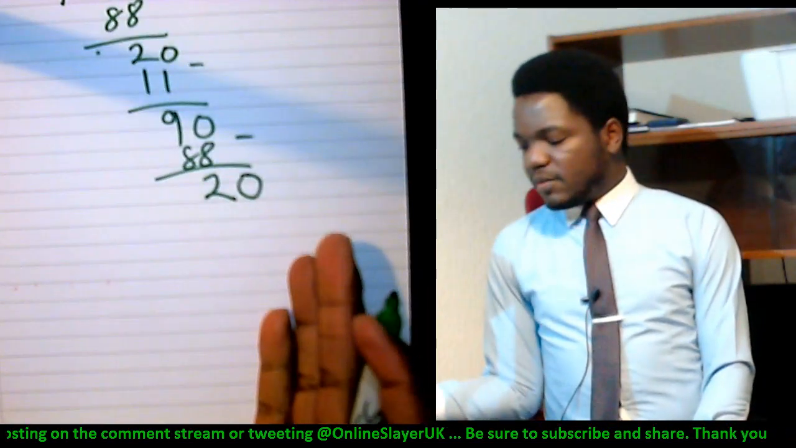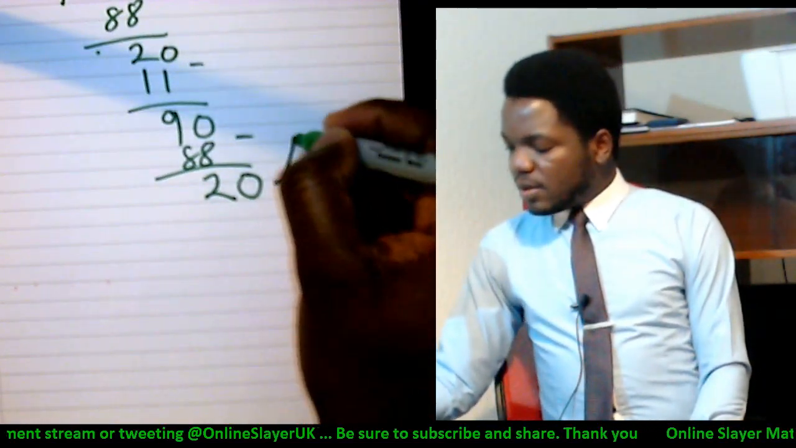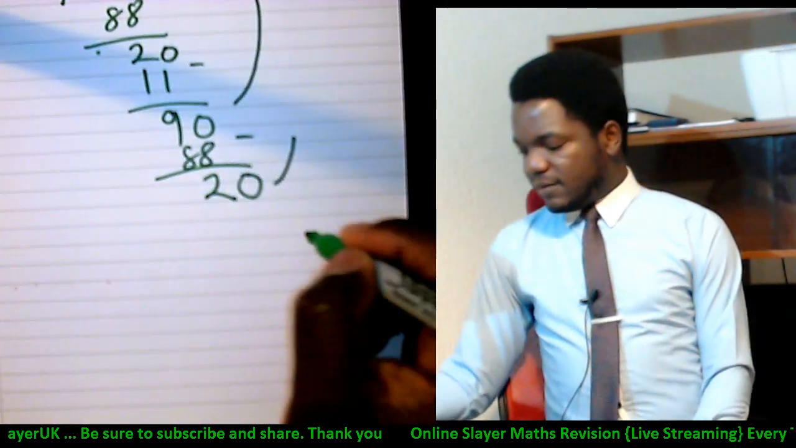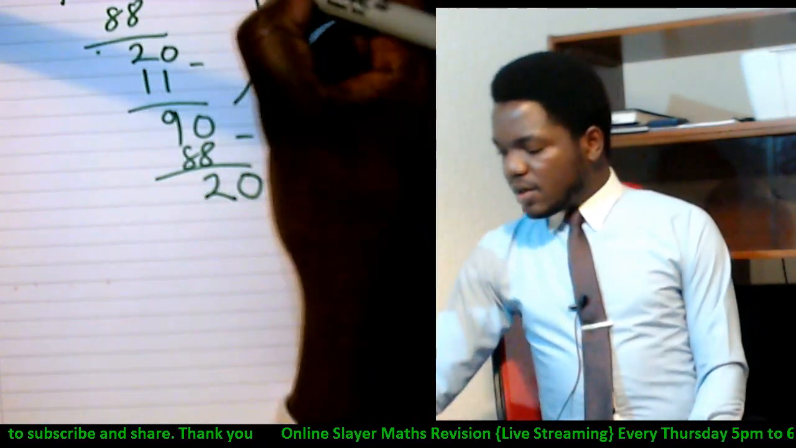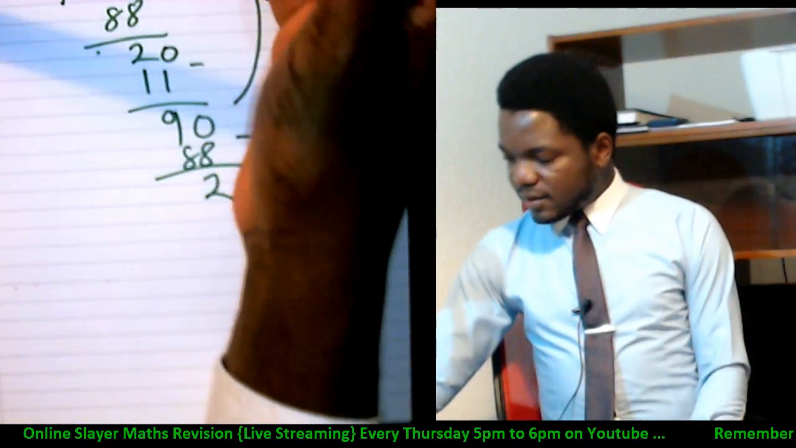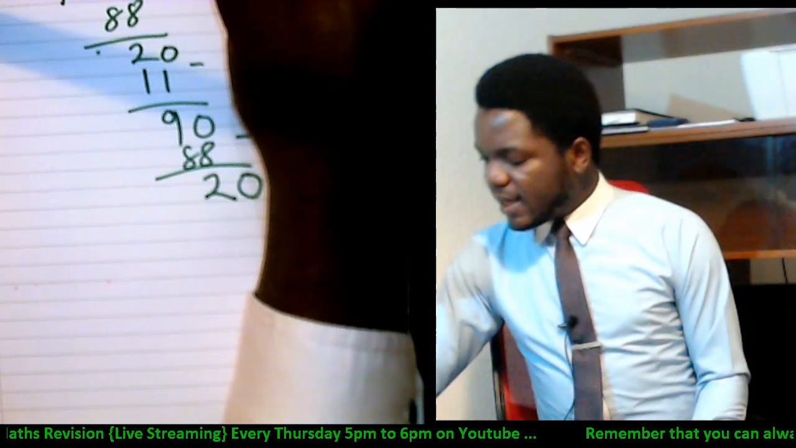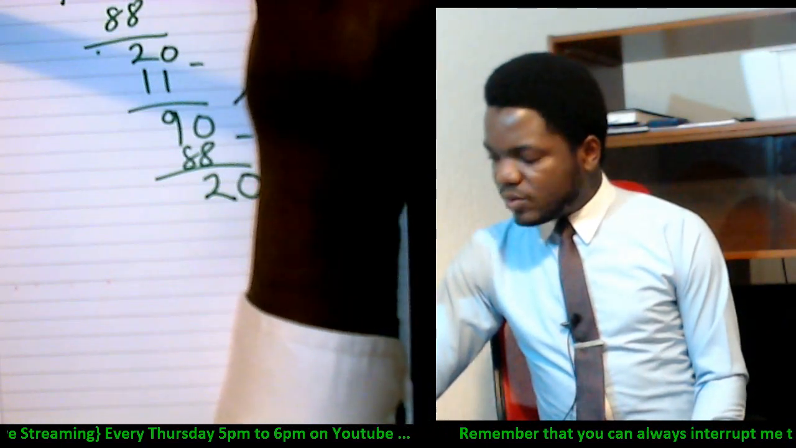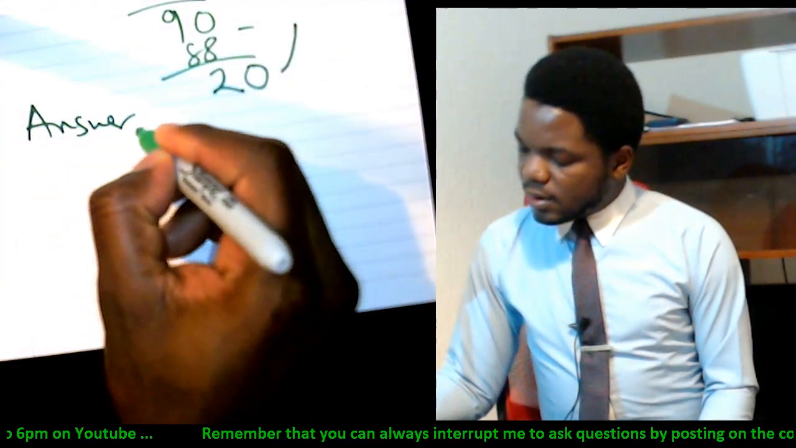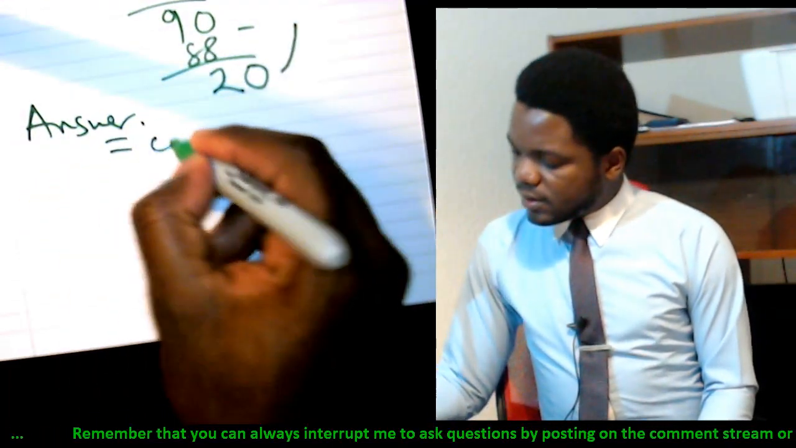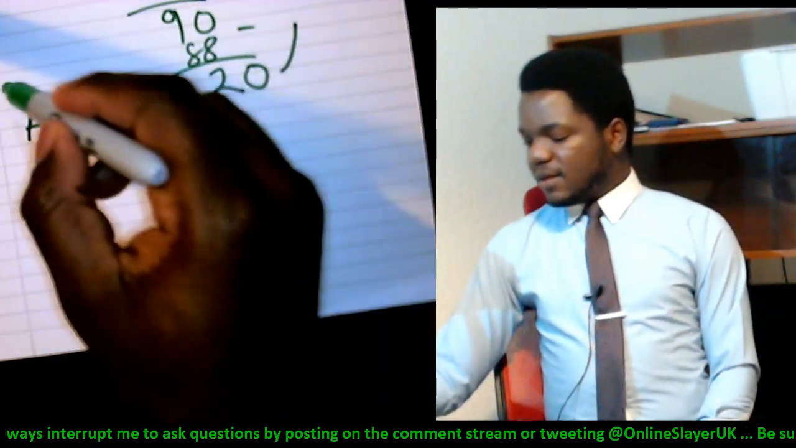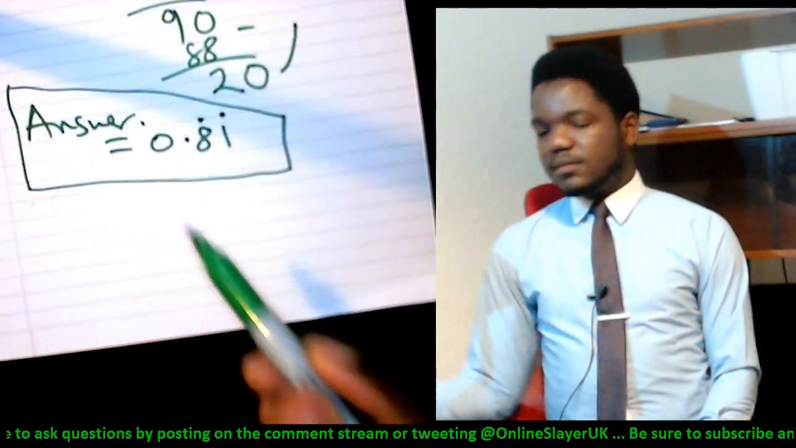And this is what I'm talking about. Right from here, we're just going to keep repeating ourselves. Recurring. So this answer never stops. 8, 1, 8, 1, 8, 1, and so on. So the answer equals 0.81 with a dot on 8 and 1. And that is the answer.